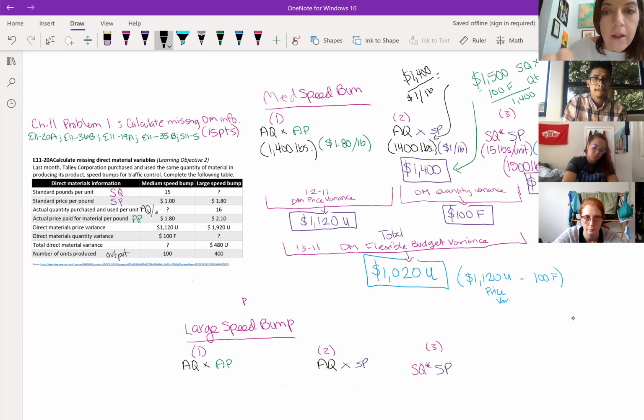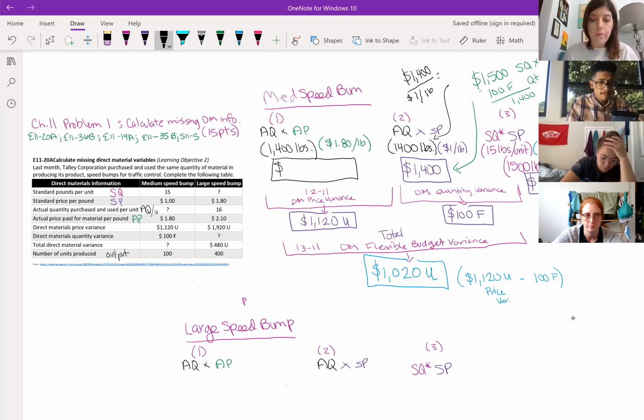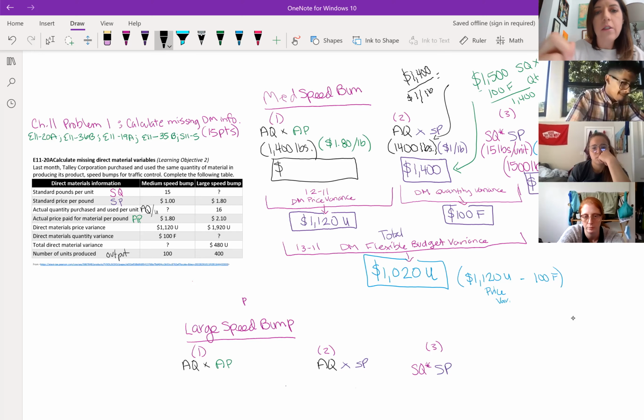And we can populate it into both. 1,400 pounds times $1.80 per pound. How much did we actually spend for materials? $2,520. I believe that is correct. I just forgot to calculate. Sorry. Yes, 2,520.